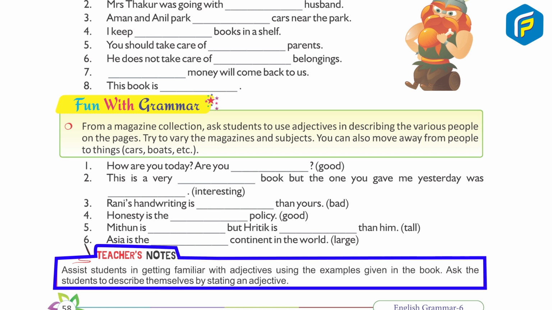Teachers note: assist students in getting familiar with adjectives using the examples given in the book. Ask the student to describe themselves by stating an adjective.